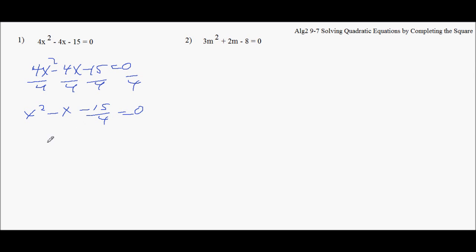So I'm going to move this guy over here. This is going to be completing the square here. So I get 15 over 4. There is a minus 1 in front of that x. So I'm going to take minus 1 and multiply it by 1/2 and square it. So I get 1/4, right? And that's the complement of the square, 1/4.